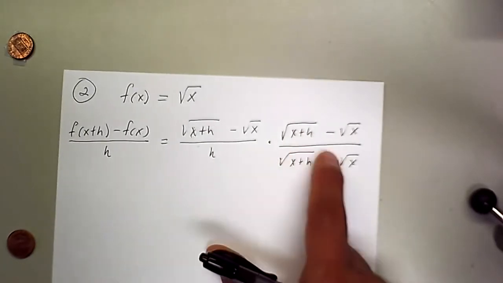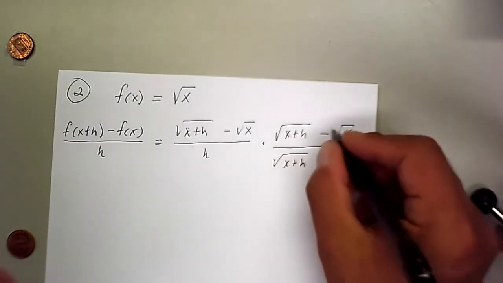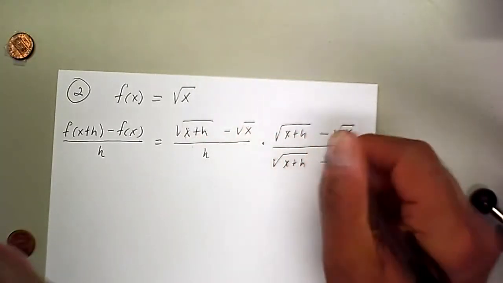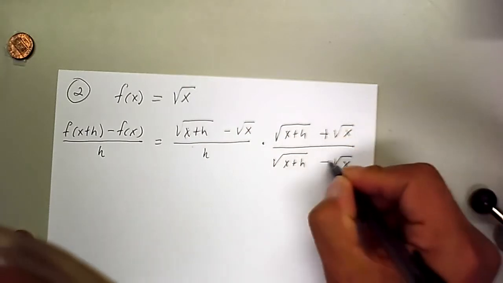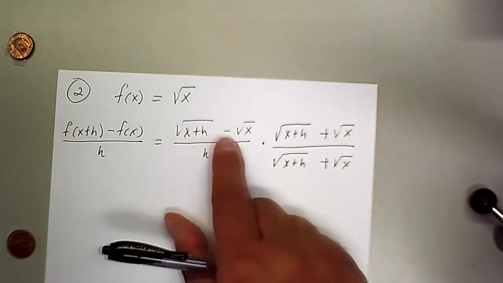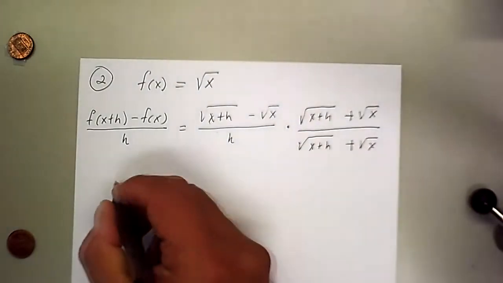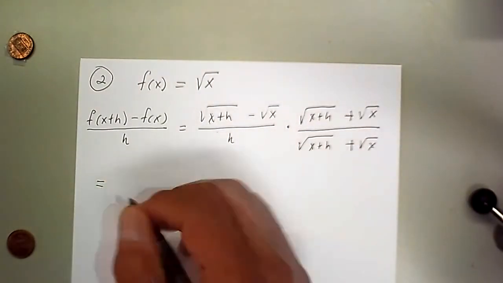Oh, I made a mistake. I'm going to be able to fix it very quickly. If this is not the conjugate, this is the same thing. We need to put plus instead. There we go. So this minus that times this plus that. All right. So let's continue here.